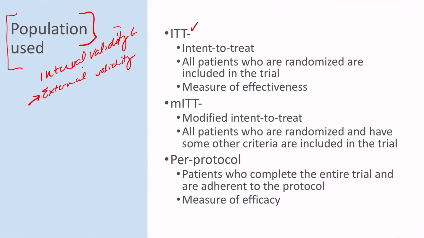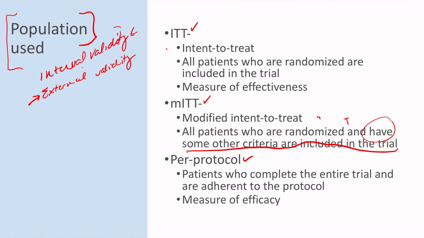So you have intent to treat, modified intent to treat, and per protocol. These are the major types of populations you'll see. So ITT, or intent to treat, means that anybody who got randomized gets put into the study. Versus a modified intent to treat, that means that patients are randomized plus they have to do something else. So a lot of trials that look at safety will make patients have to be randomized and at least receive one dose of the drug.